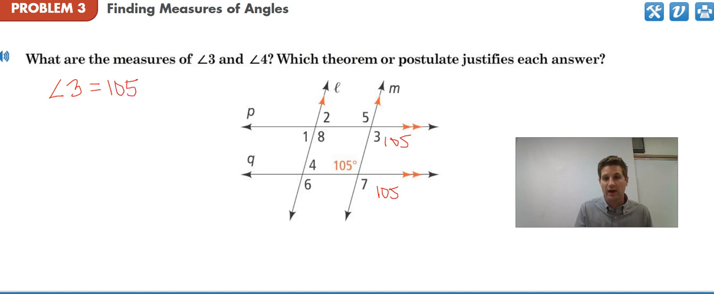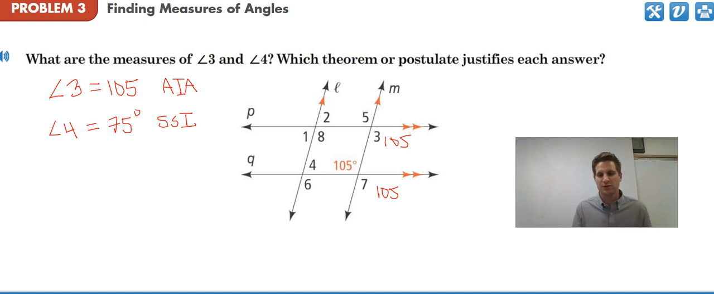And how do I know that? Well, it's not corresponding angles, because 105 and 3 are alternate interior angles. And we can just use the shorthand AIA, alternate interior angles. Angle 4, that's going to add to 180 because these are same side interior. So I'm going to add 75. And you can go ahead and do initials for it because it becomes quite lengthy. So this would be 75.